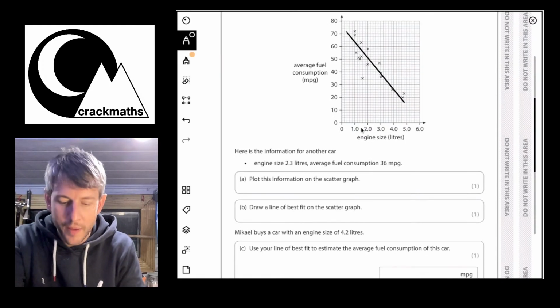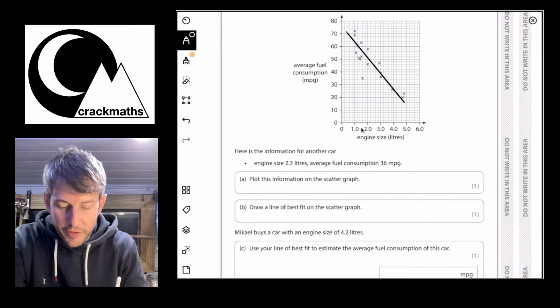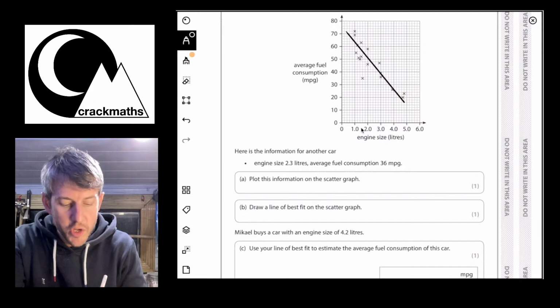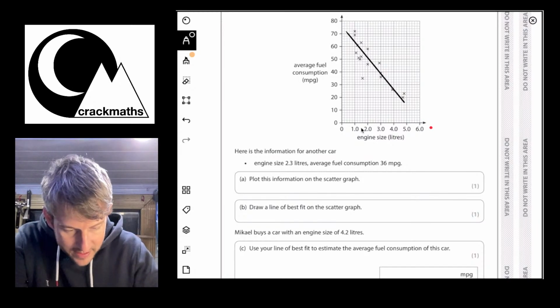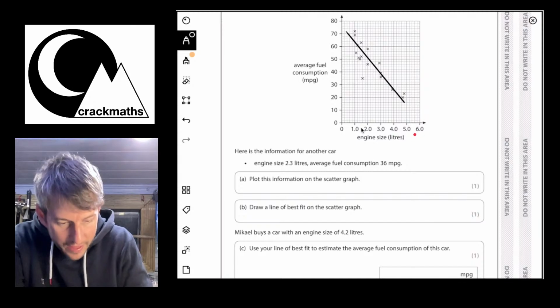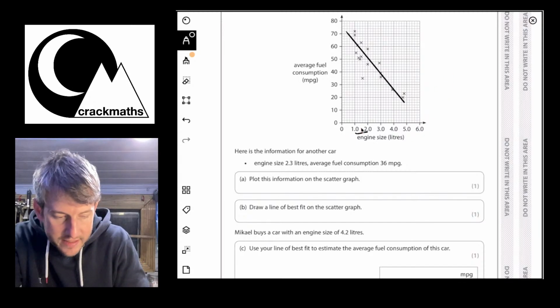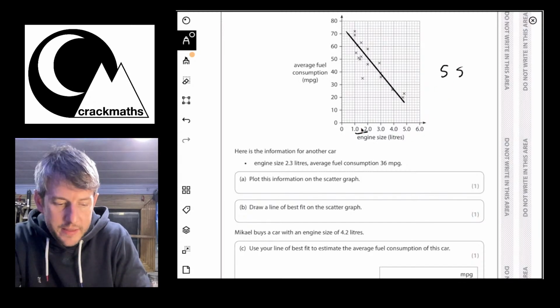So it says here that here is the information for another car. Engine size 2.3 litres, fuel consumption of 36 miles per gallon. Plot this information on the scatter graph. Okay, so 2.3 litres. I can see here that these go up in litres, so I can see 5 squares equals 1 litre.